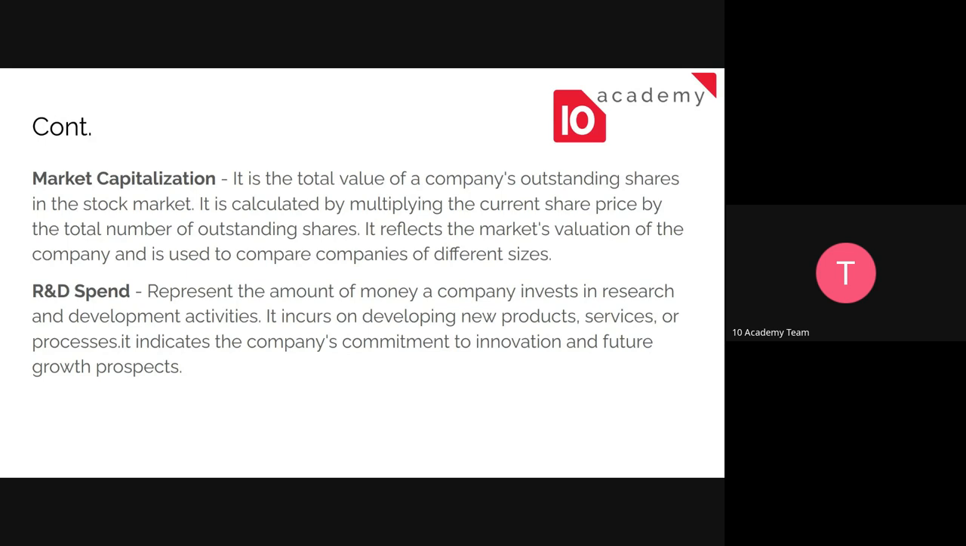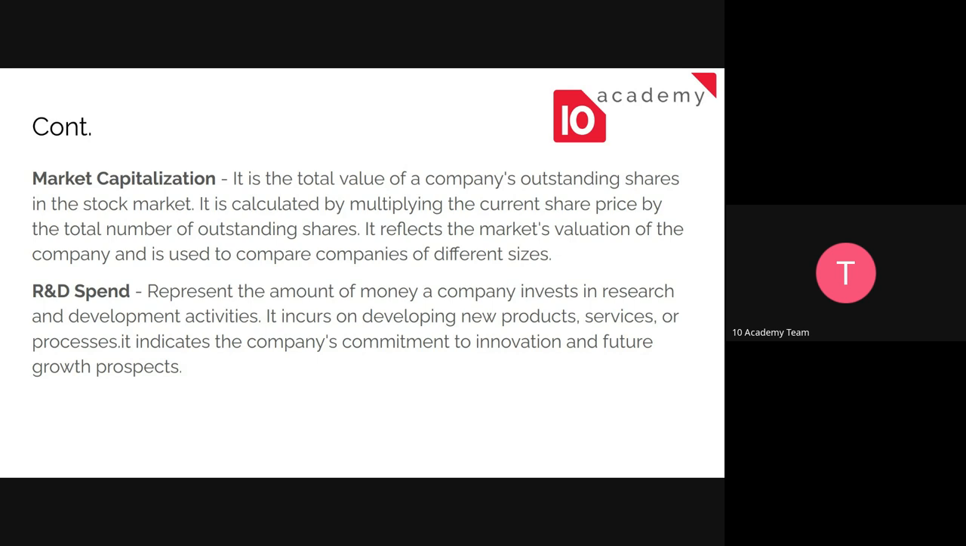So market capitalization is the total value of the company's outstanding shares. So how many shares has it sold in the stock markets? The calculation could be the current share price multiplied by the number of outstanding shares. Knowing this could help us to value the company, to reflect on the market valuation of the company and compare how it stands with respect to other different size companies.